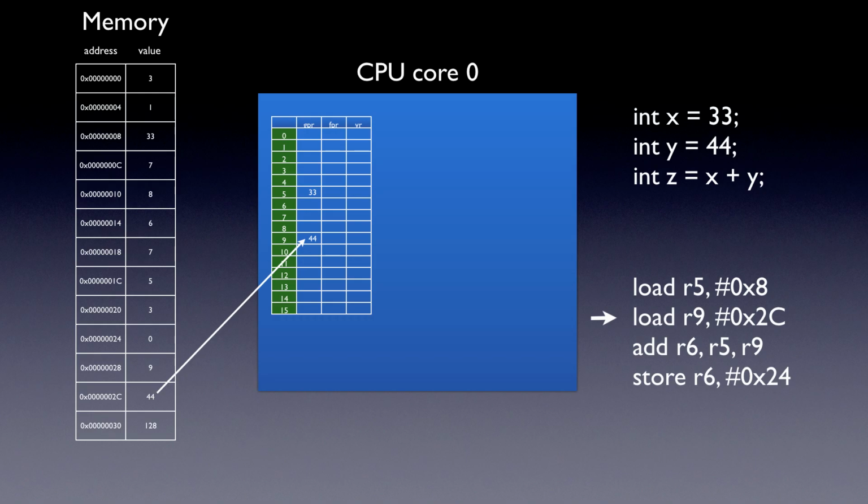Now we're going to take the value that's currently in register R5 and in R9, we're going to add them together and store the result in R6. It's destination source source for the registers here.